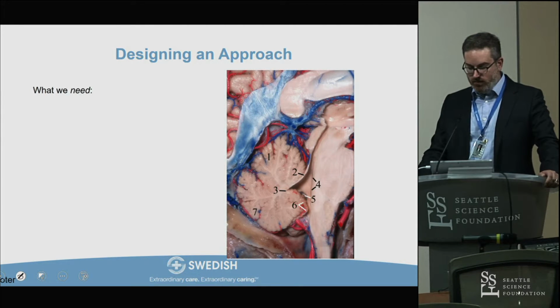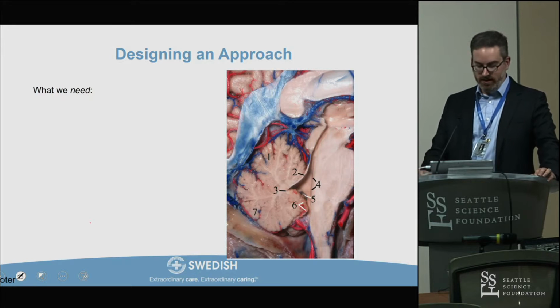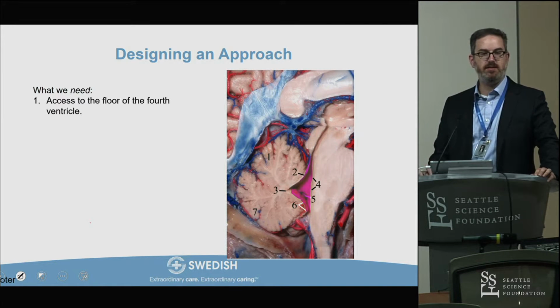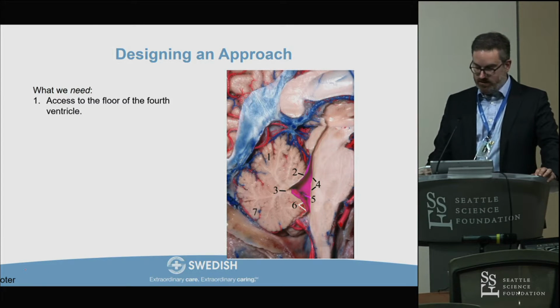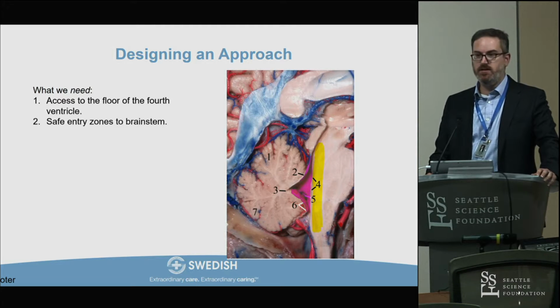Whether it's here or anywhere else, when you're designing an approach, there are a couple of things you need to take into account. One is, what do you need? Well, here we need access to the floor of the fourth ventricle, right, which is the purple area that's highlighted. And we need safe entry zones into the brainstem, right? What we want and what we need are two different things.